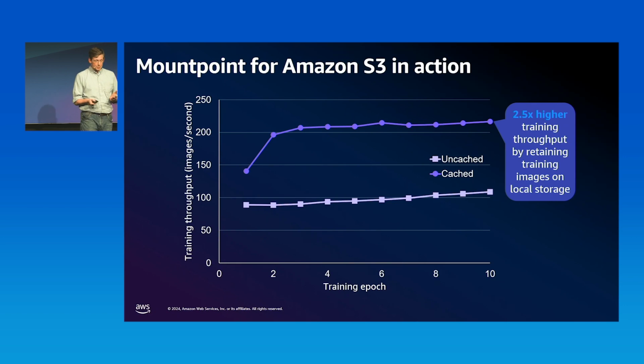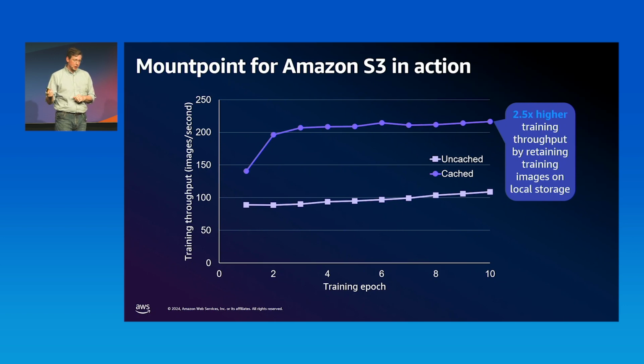So ML workloads, like image recognition, are one example of that type of repetitive access. In an ML training job, we typically see multiple epochs of training, where each epoch is a pass through the entire training data set. And here in this example, we can see that having to reread those individual image files multiple times can limit our training throughput.